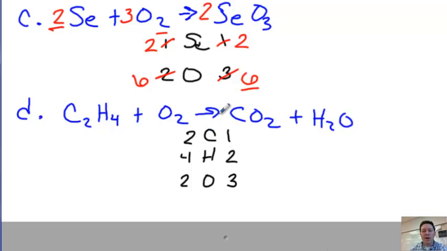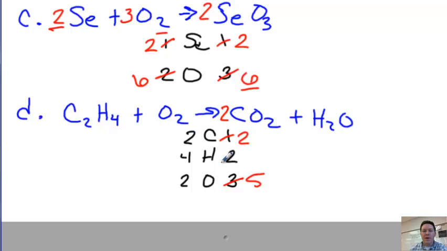I multiply CO2 by 2, which adjusts both carbon and oxygen. So I've got 2 carbons now, and 2 times 2 oxygens is 4, plus 1 more would give you 5 oxygens.